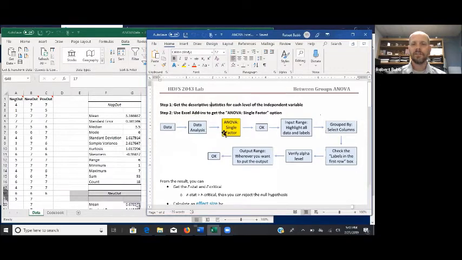We're going to go data analysis. We're going to select ANOVA, in this case, single factor. So one independent variable. Remember, independent variables have multiple levels. We'll click OK. We'll highlight our data. We'll make sure that we're selecting by our columns. Then we're going to click labels in the first row. We'll verify our alpha and verify our location for the output.